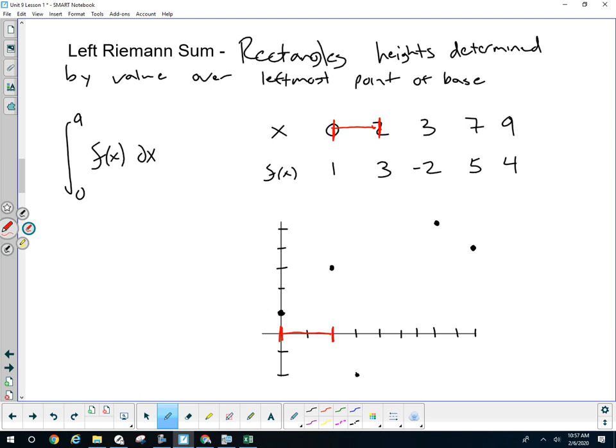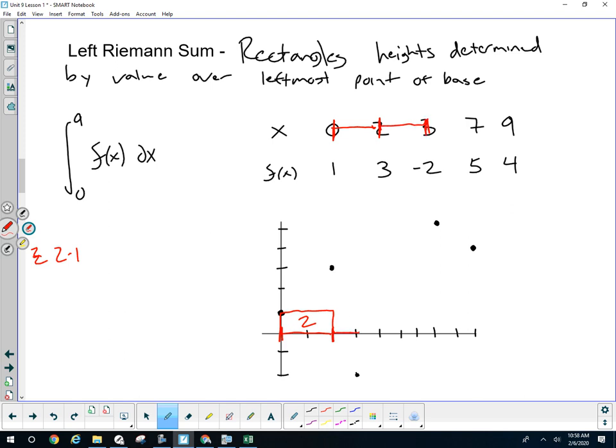Now for a left Riemann sum, with this being my first base, I'm not going to use just a random height that's like splitting the difference between 1 and 3. Instead, I'm going to use the point all the way to the left of my base. So I'm going to use this value as the height of my first rectangle. And I can see that area is 2. So my first one is a base length of 2, a height of 1. The second one, 2 to 3.